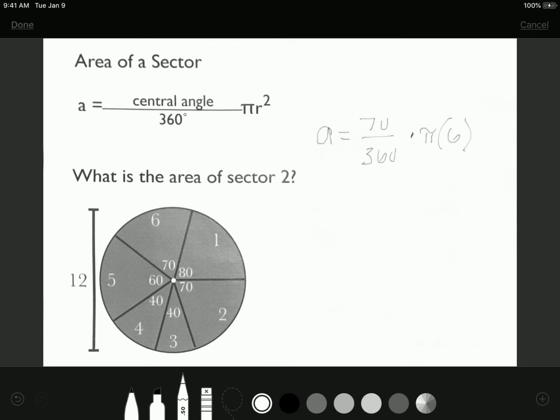Okay, so now, if we simplify this into little teeny tiny baby steps, I have 70 over 360 times 36 pi. Now, I am a fan of leaving pi in my final answer because if you can do that, it's easy enough to plug in 3.14 when you're done. So if we take 70 and divide it by 360 and times that by 36, we're going to get our area to equal 7 pi units squared.